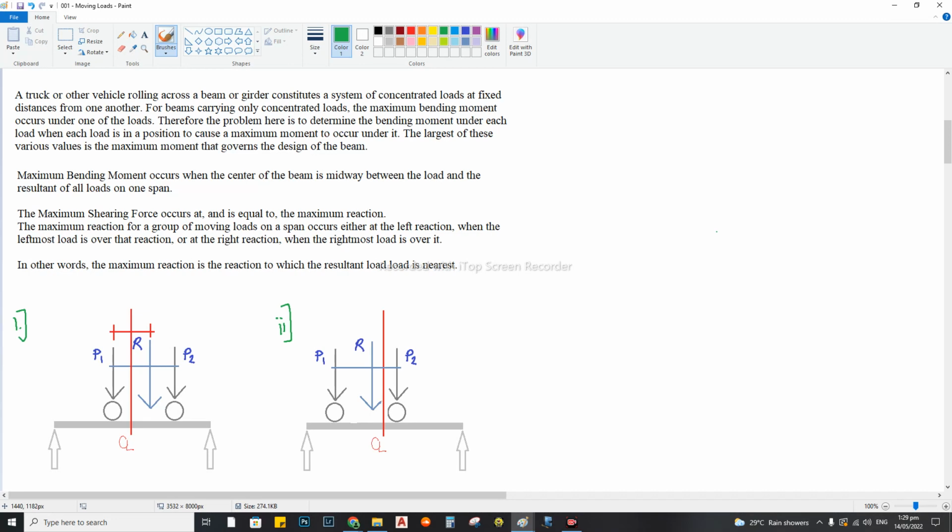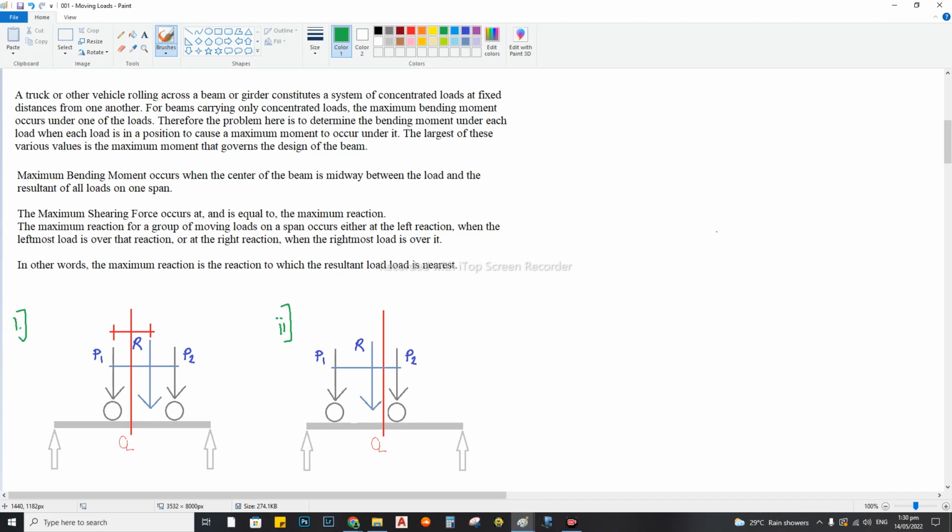The vehicle moves across a bridge. At a certain point as the vehicle moves, it creates the maximum moment, and it can also produce the maximum shear. So how do we determine the maximum moment? Again, the maximum moment is important to determine for the design.